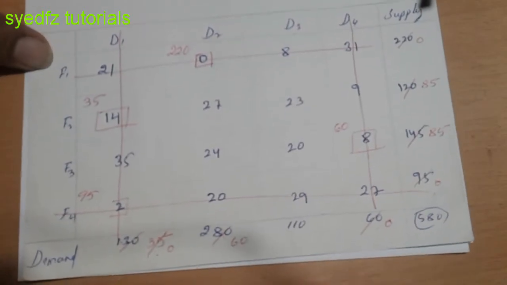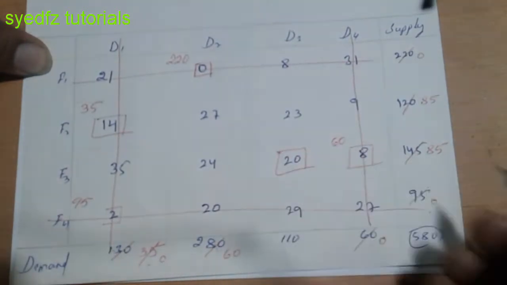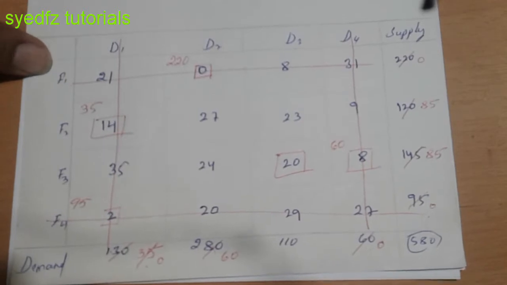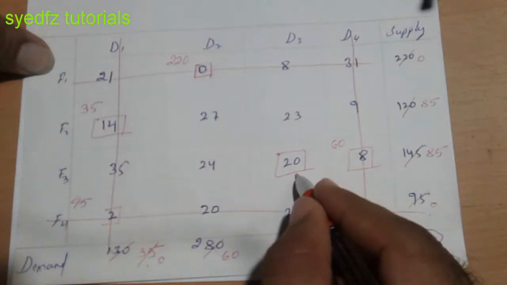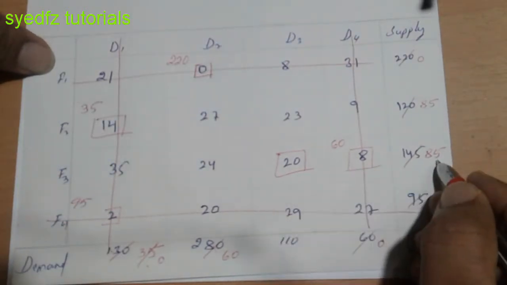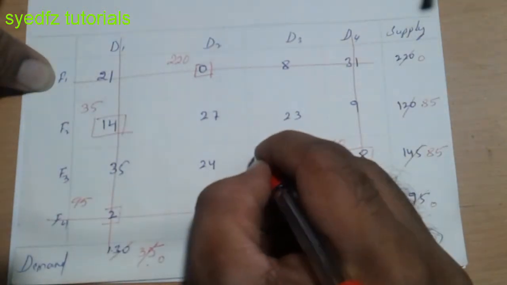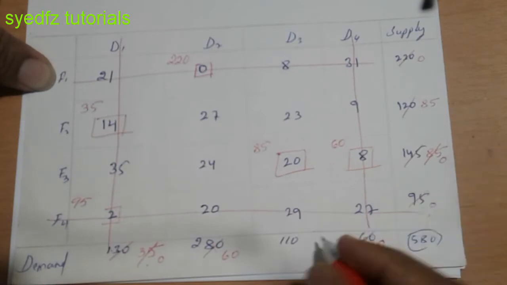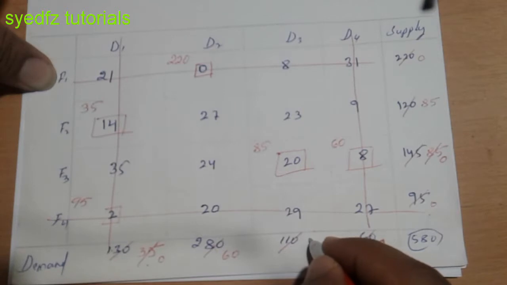Now which one is the least? 20 is the least among the remaining. We have 110 demand in the 20 row, but only 85 supply, so we can only supply that. Our ability to supply is 85. This 85 will become 0. From 110, after deducting 85, we still have 25.